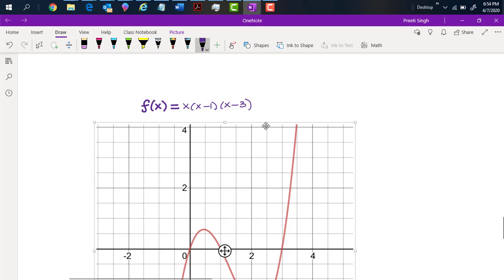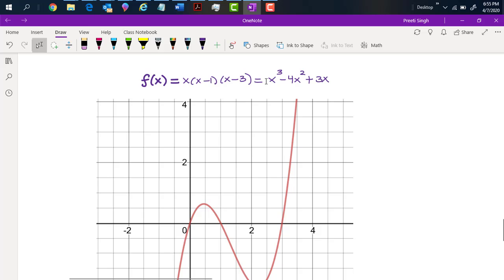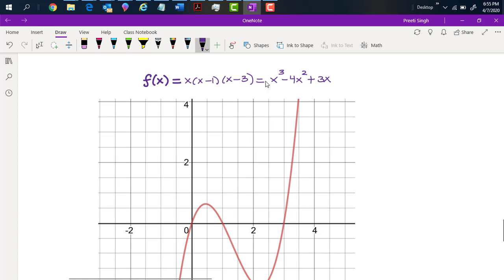If I multiply this out, I get x cubed minus 4x squared plus 3x, right? If I multiply the first two, I get x squared minus x, and then if I multiply further, I get x cubed minus 4x squared plus 3x. So first of all, it's a cubic function with a positive coefficient of x cubed, which is 1. All cubic functions like this have end behavior where it starts from negative infinity and goes to infinity.